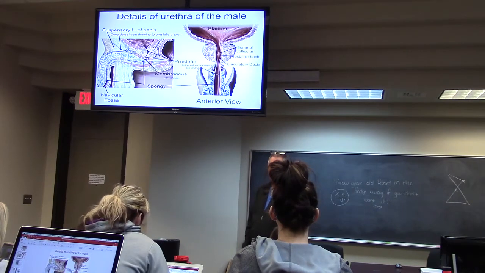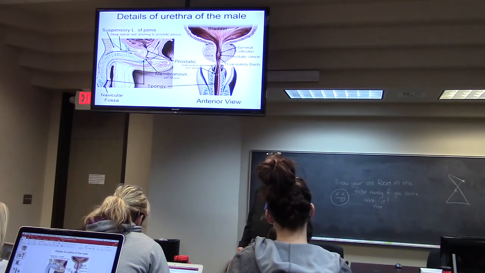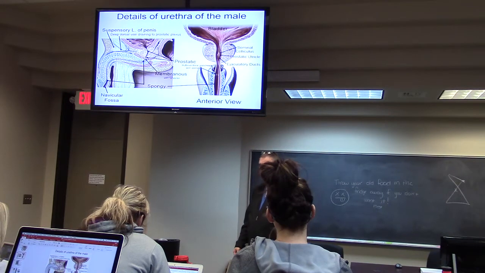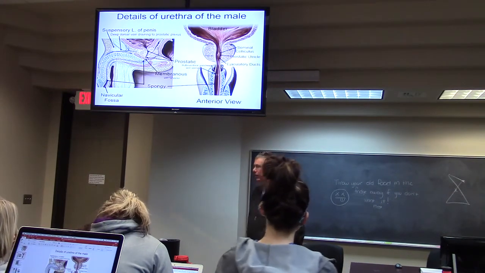So when you're on Jeopardy, what is it, analog of the uterus? It would be the prostatic utricle.